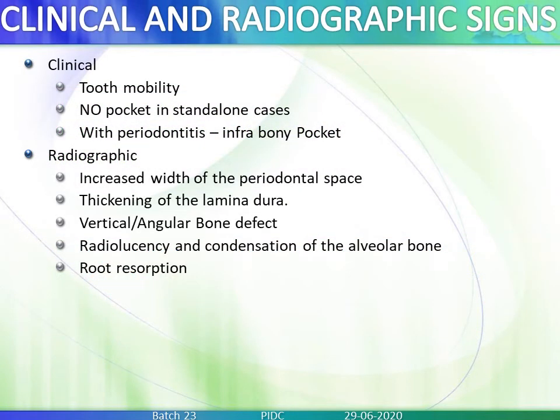Now coming on to the clinical and the radiographic signs of trauma from occlusion. The very first clinical sign which you can notice is tooth mobility, and as I told you, there would be no pockets in standalone cases, but if it is present along with periodontitis, you could see some infrabony pocket. Radiographically, you can see many changes, for example, increased width of the periodontal space, thickening of the lamina dura, vertical or angular bone loss, radiolucency and condensation of the alveolar bone, and root resorption.